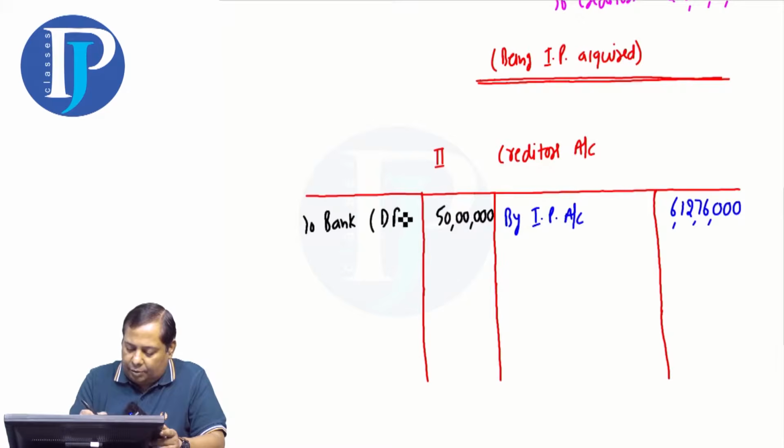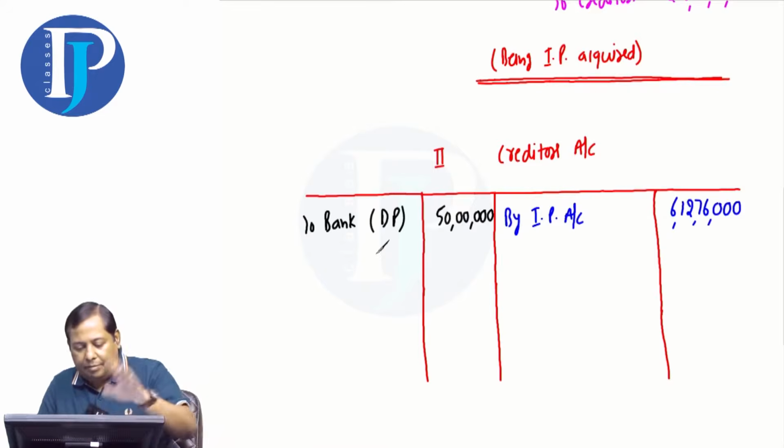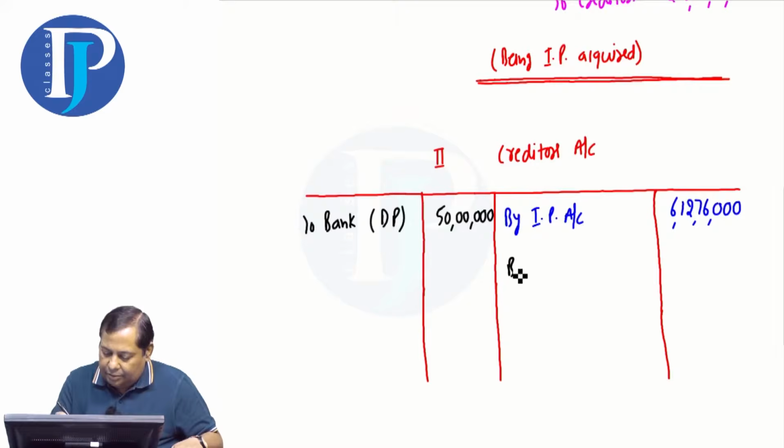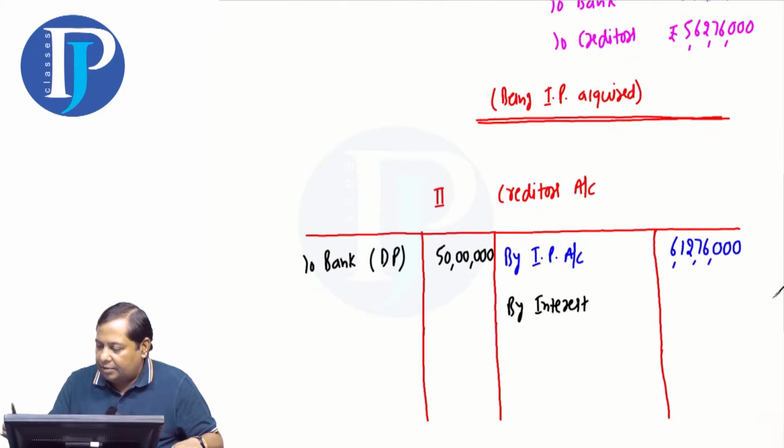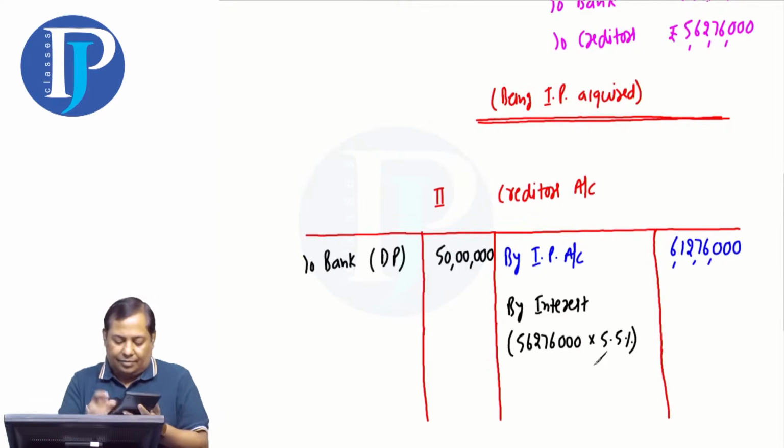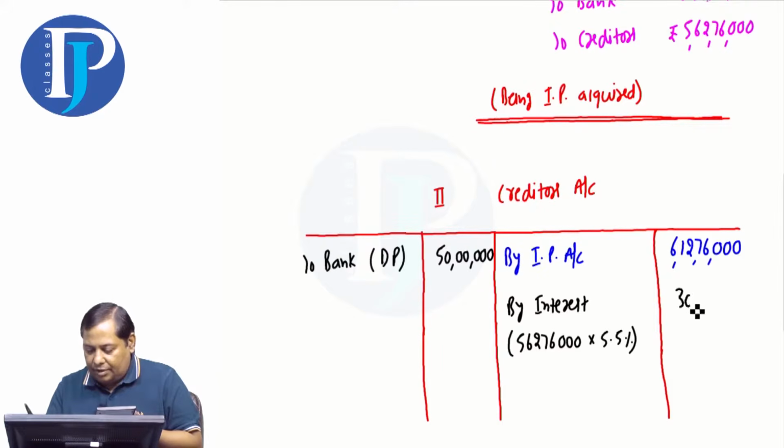The down payment is 50 lakh rupees. The payment is done. Now I will write the interest. First tell me how much balance is remaining. 5 crore 62 lakh 76,000 rupees, on which 5.5% interest will be due. 5 crore 62 lakh 76,000 multiplied by 5.5% is 3095180.